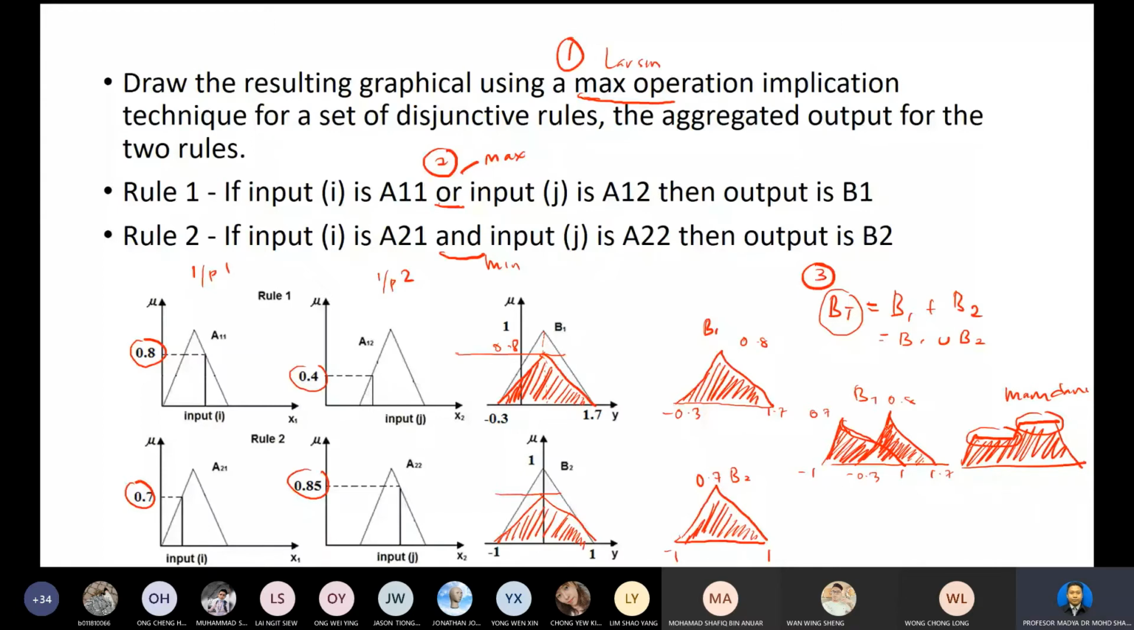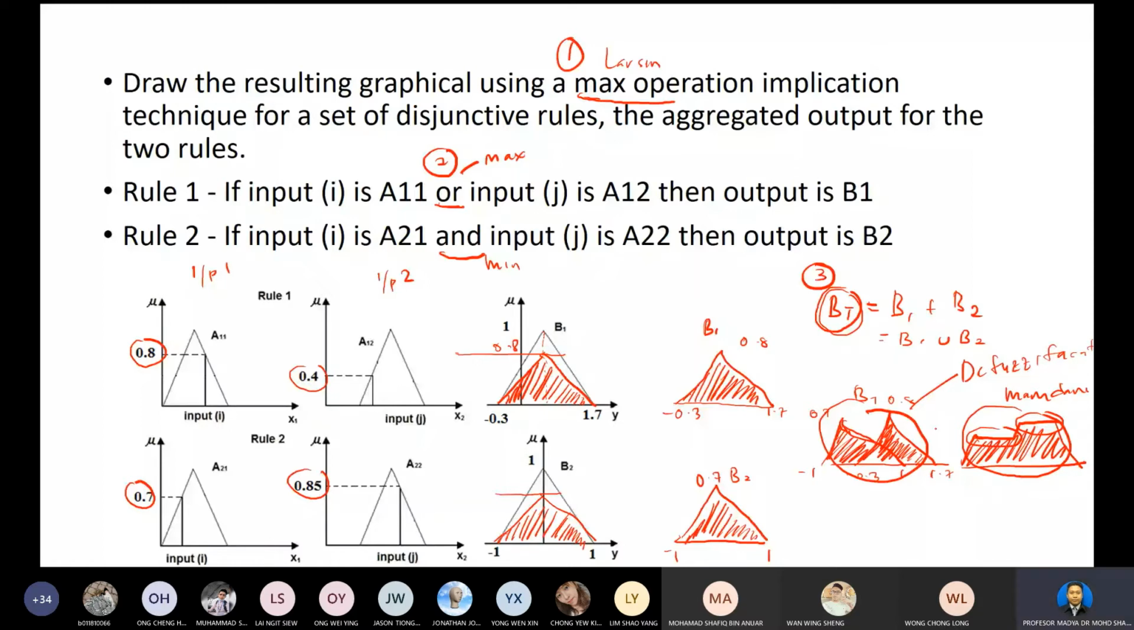From this output B total, that's why we have to use defuzzification to get the last output. After this we go for defuzzification. So this output B total, the next operation is the defuzzification. So we will cover it today. To get the last output, what is the last output for this one?